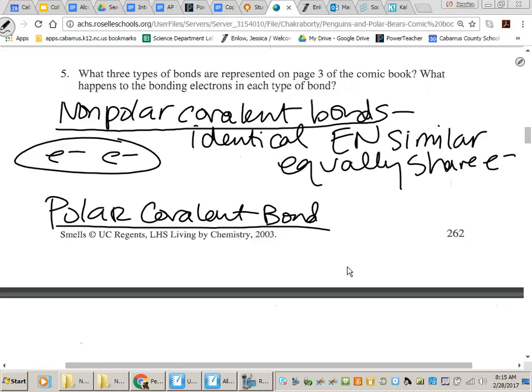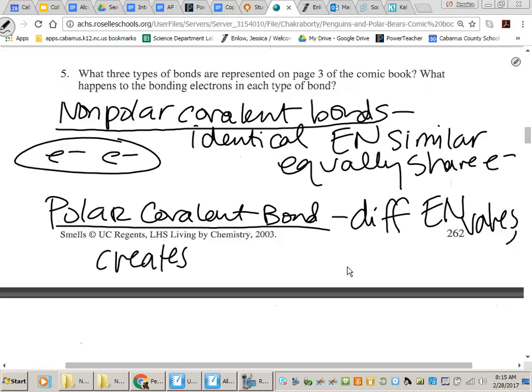So basically, not charges. Okay, so different electronegativity values still are sharing electrons, but how are they? Are they actually sharing them equally? No, the one with the higher electronegativity is kind of greedy. It's unequal sharing.